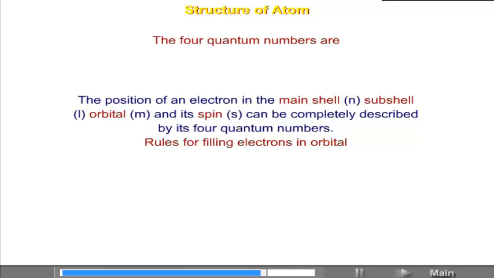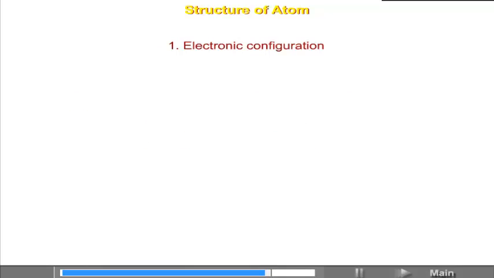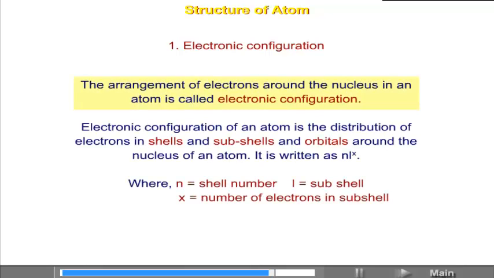Rules for filling electrons in orbitals. First one, electronic configuration. The arrangement of electrons around the nucleus in an atom is called electronic configuration.